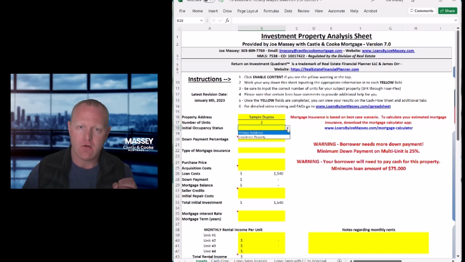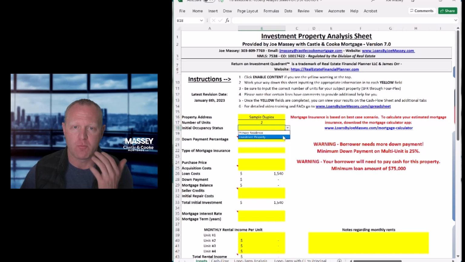If you're going to be buying the home, living in it for a period of time, and then renting it out at some point in the future, that's where you might select that this is going to be a primary residence, and then you're going to be analyzing what it's going to look like when you rent it out at a later date. All right, but for our purposes today, this was an investment property. So if you're purchasing the property as an investment, you're planning to start renting it immediately, this is the option you want to select, investment property.